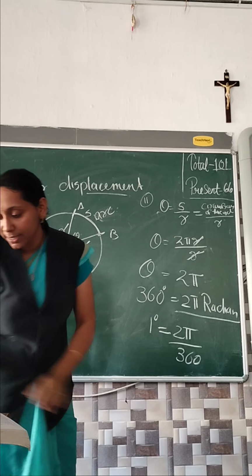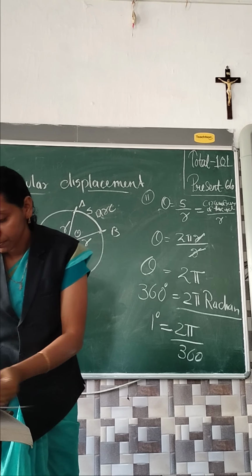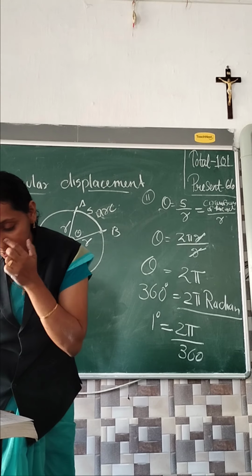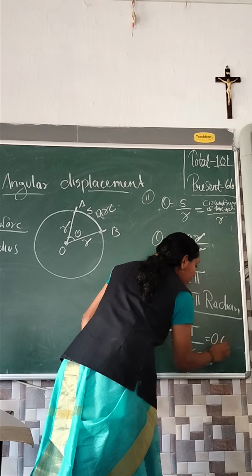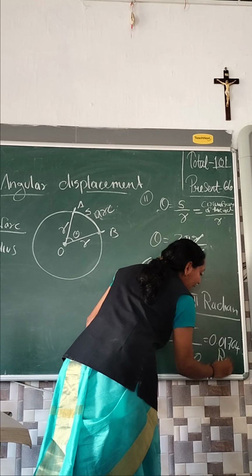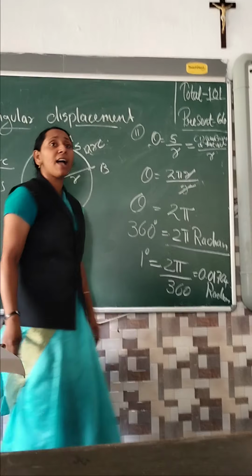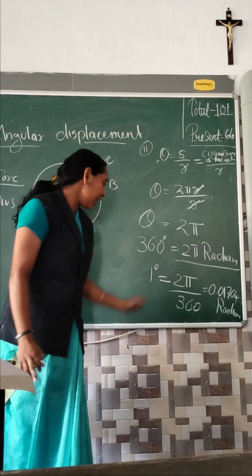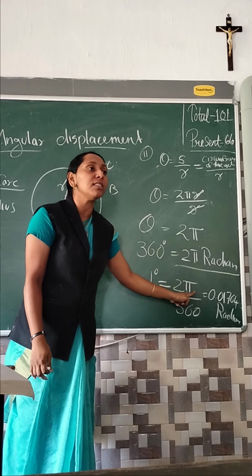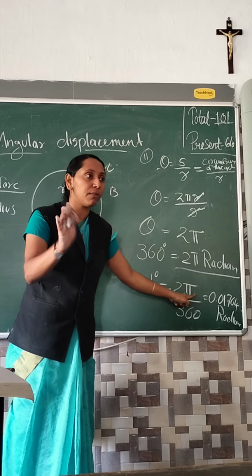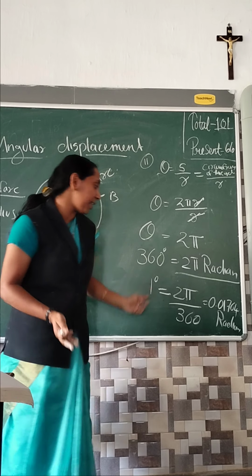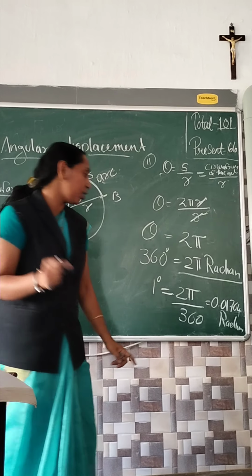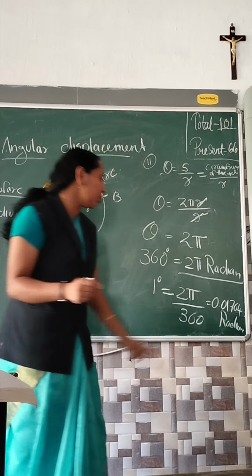You will get the answer: pi by 180, which is 0.01764 radian. Maybe some students have a doubt about how to simplify this. Very easy. 1 degree equals 2 into pi, where the value of pi is 22 by 7, or otherwise 3.14, divided by 360. A calculator is allowed. Simplify it and you should get this much. So 1 degree equals this much radian. Clear, everyone? Did you understand?